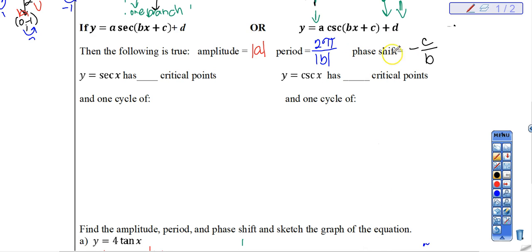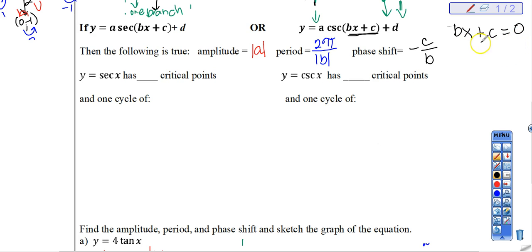So let me explain. The phase shift is the horizontal action. So what you're doing is you're zeroing out your bx plus c. And you know that we have often in this class zeroed out a horizontal action to solve for x. This is what you're doing. You're taking that quantity that's on the x, setting it equal to 0, and then solving it.